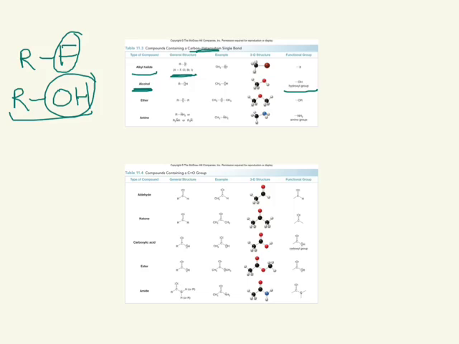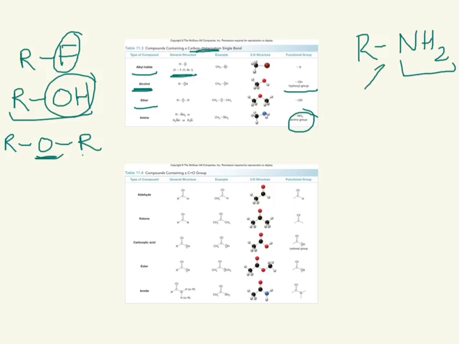The next is ethers. For example, you have oxygen in between two carbons. Here R means carbons. If you have oxygen present in between two carbons, then we call that functional group the ether functional group. If you have any number of carbons attached to NH2, then this functional group is known as the amino functional group.